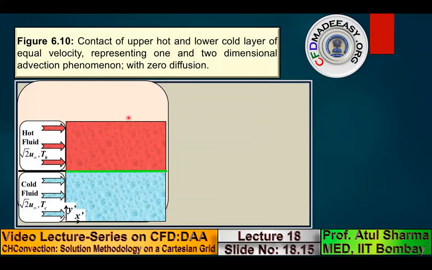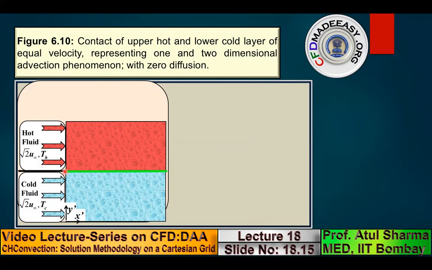So for pure advection, this is an example problem. Let us suppose you have a hot layer of fluid. So there is a fluid which is moving. Let us suppose this is a plate, above which there is a hot fluid which is moving, and below this plate there is a cold fluid.